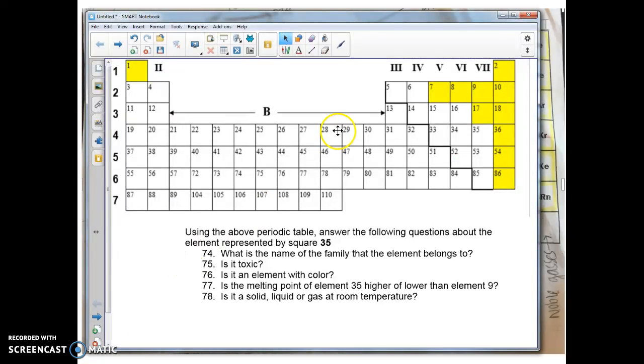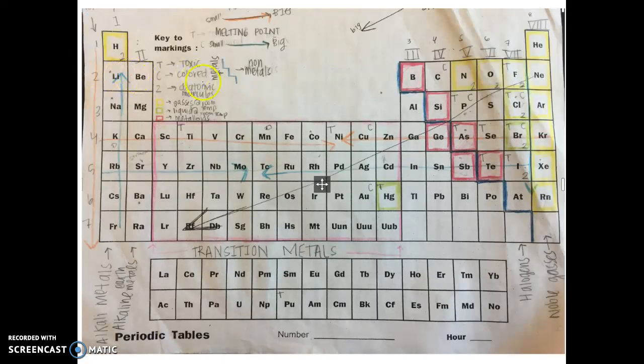So first off, this would be how they look in your homework or on the test. But you'll notice it has a periodic table with just numbers. And it says, using the above periodic table, answer the following questions about the element represented by square 35. So square 35 is just right here, the third one down. So we'll go ahead and find that now over here. So square number 35 is representing bromine. So now that we know we're talking about bromine, I'm going to switch back and forth.